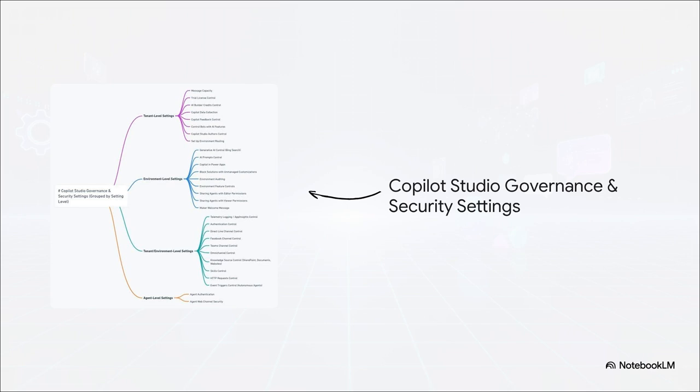To help you do that, Microsoft gives administrators incredibly granular control through a tiered governance structure. These settings flow from the very top. You've got tenant-level settings, which flow down to environment level, and finally down to agent-level settings. What that means is you aren't just crossing your fingers and hoping the bot builder makes good security choices. IT holds absolute top-down veto power.